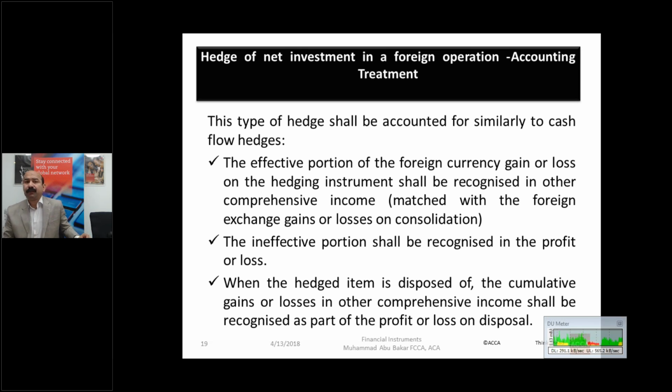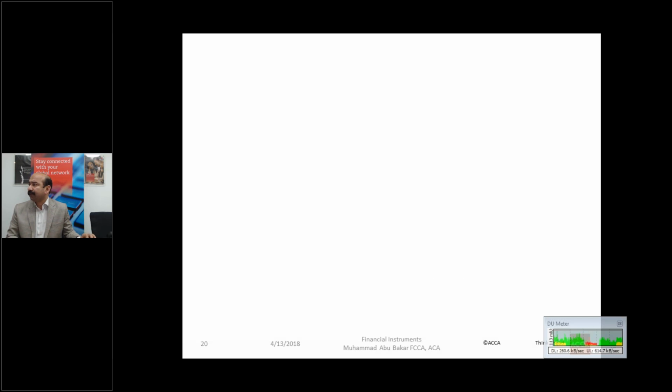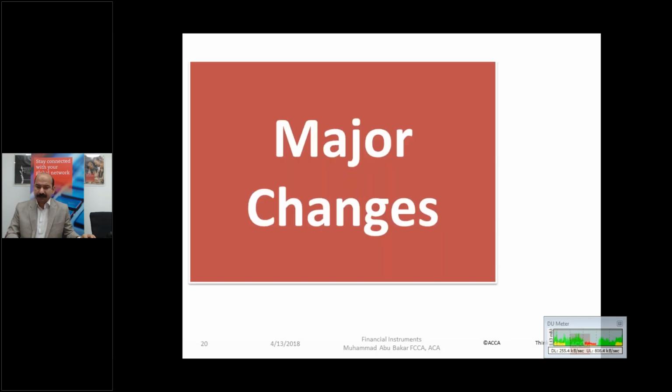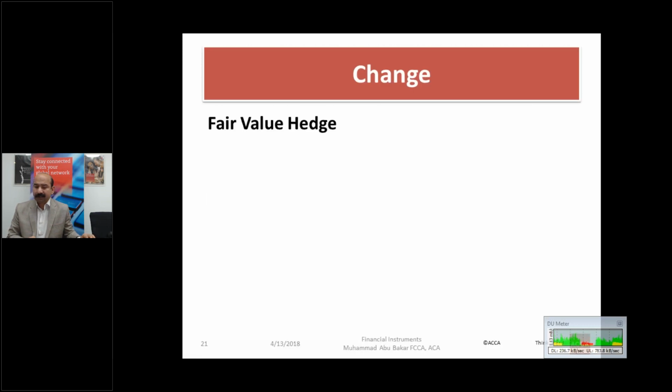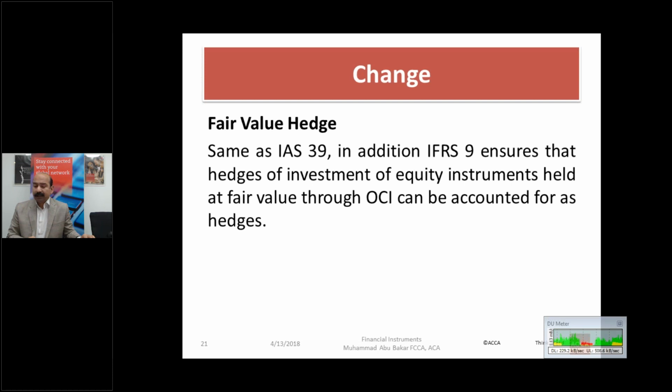Not everybody is required to carry out these transactions. Okay, what are the major changes? See, the major changes are, number one, so far as the fair value hedge is concerned, this is the same as International Accounting Standard 39. In addition, IFRS 9 ensures that hedges of investment in equity instruments held at fair value through OCI can be accounted for as hedges. Before, this was not the case.